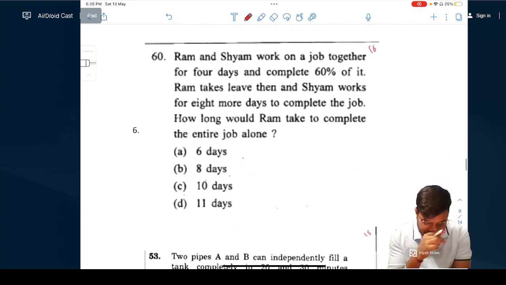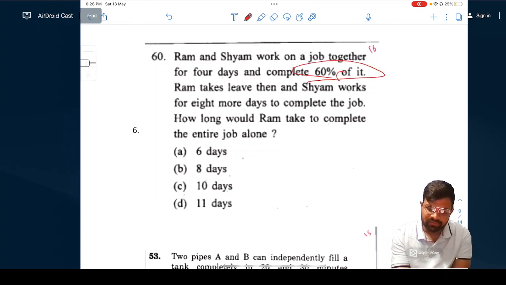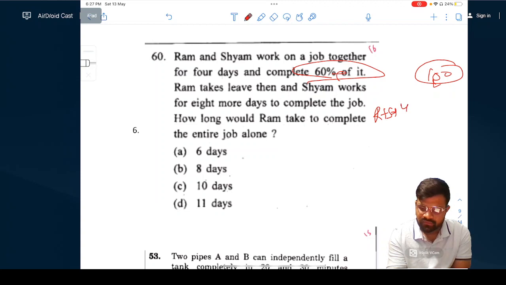Okay, now this question, sixth question. Ram and Sham work on a job together for 4 days and complete 60% of it. So let's say 100 units were there. So Ram plus Sham in 4 days, 60 units. That means 15 units per day both are doing.